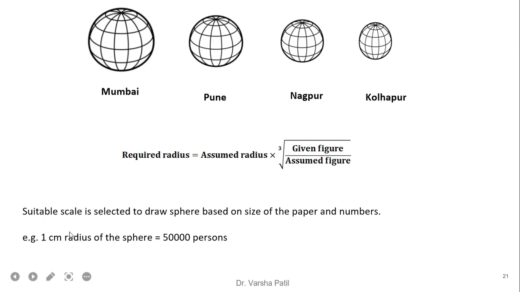For example, here we can take that 1 centimeter radius of the sphere is equal to 50,000 persons, but it is not fixed. It depends on whatever values we have in the table, and based on that we can select this 1 centimeter radius of the sphere.